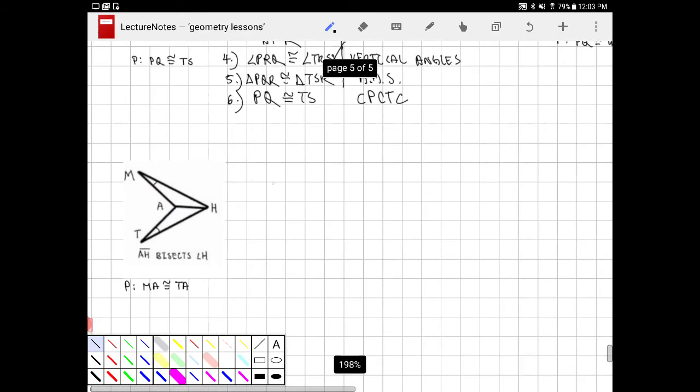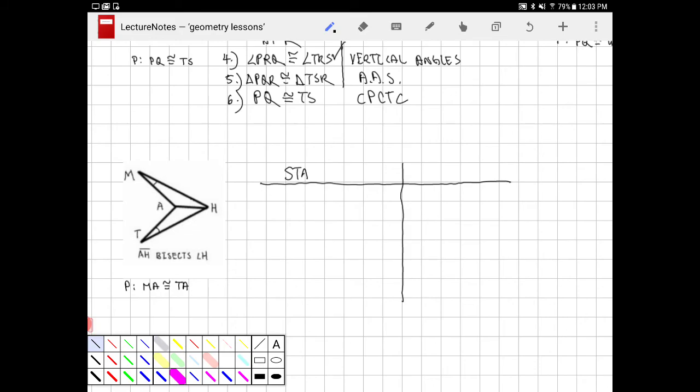For the final problem here, pause the video to see if we can figure this out. So, after having thought of this a little bit, let's see what we can figure out from here. We know that AH bisects angle H. We also know from the diagram here that angle M is congruent to angle T. And these are the only two pieces of given information here.